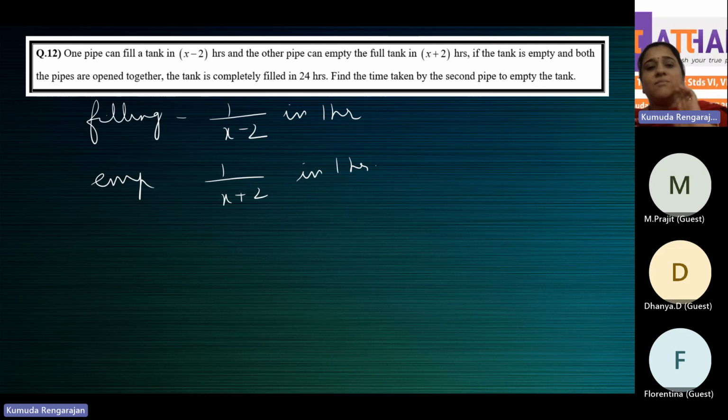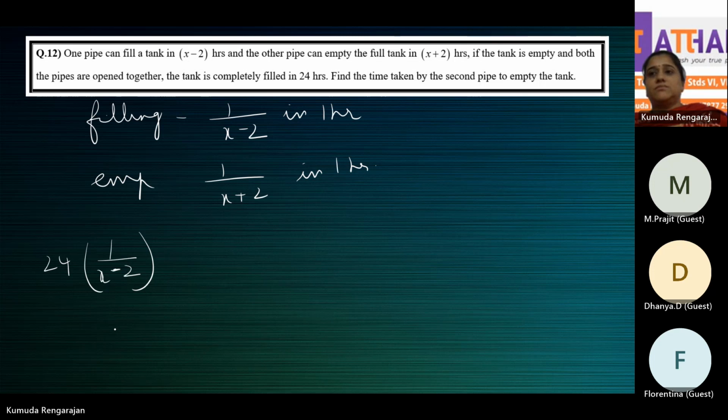Something is happening in 24 hours, and both the pipes are working. The 24 hours, both of them are working, correct? Okay, the filling pipe now. The filling pipe does this fraction of the work in 1 hour. So in 24 hours, into 24. The emptying pipe does this fraction of the work in 1 hour. Then in 24 hours.